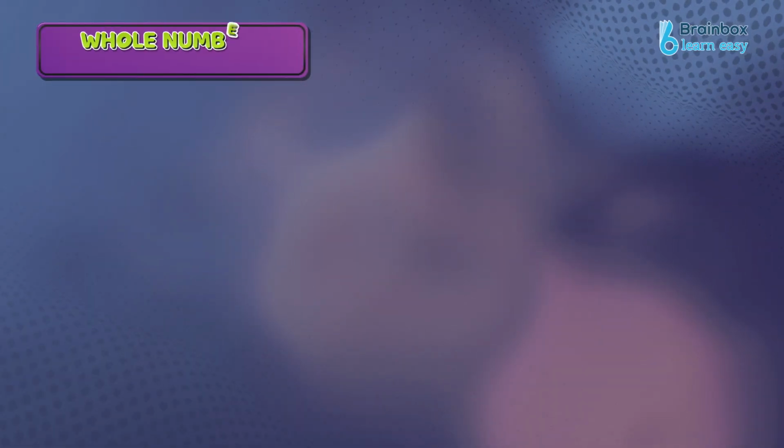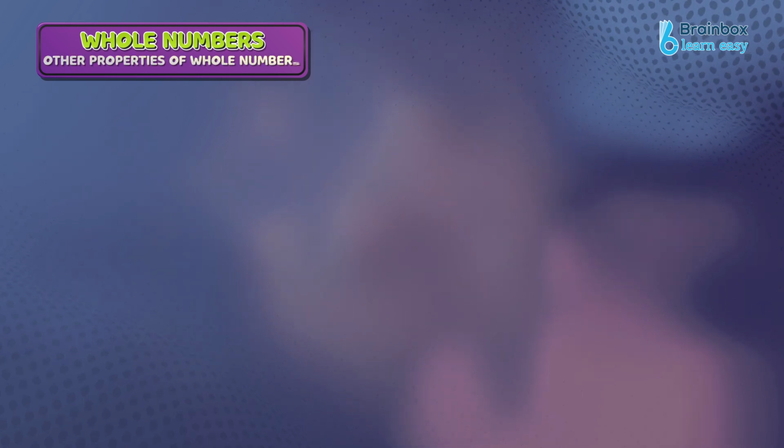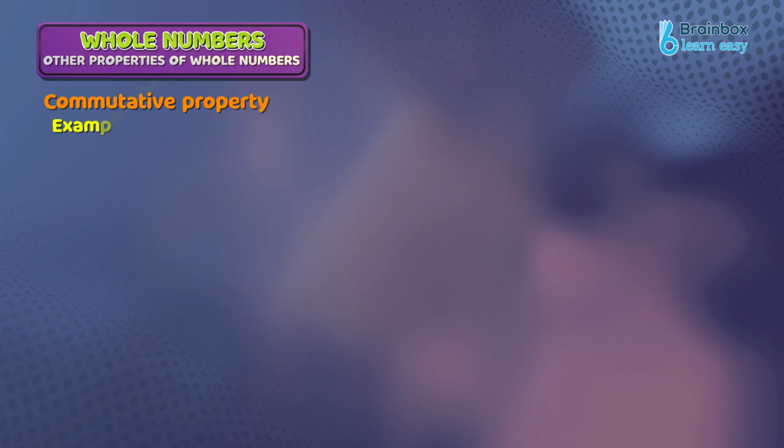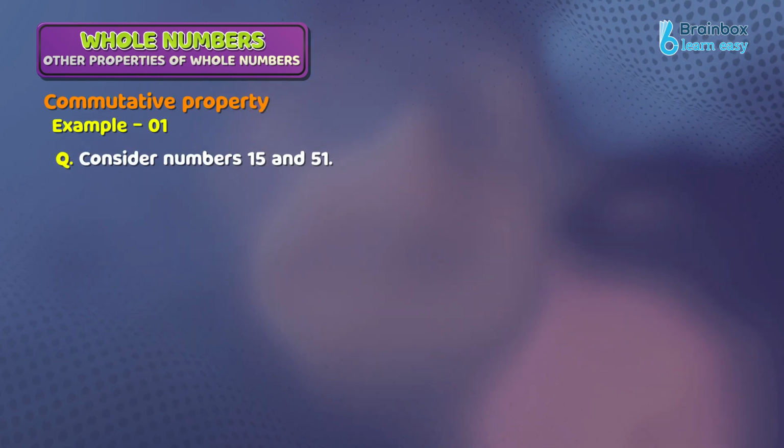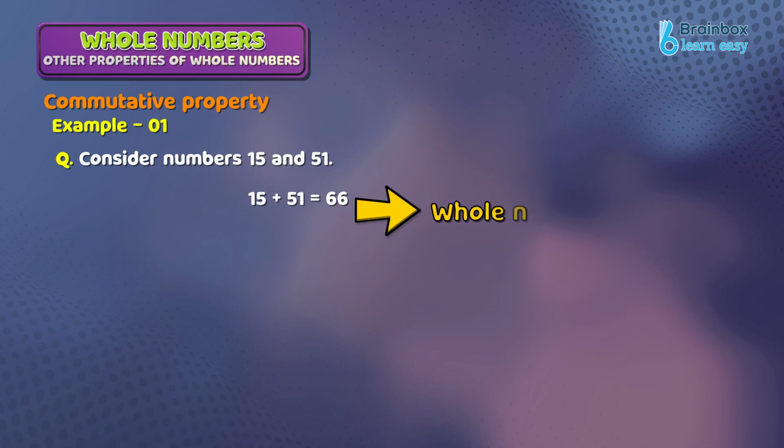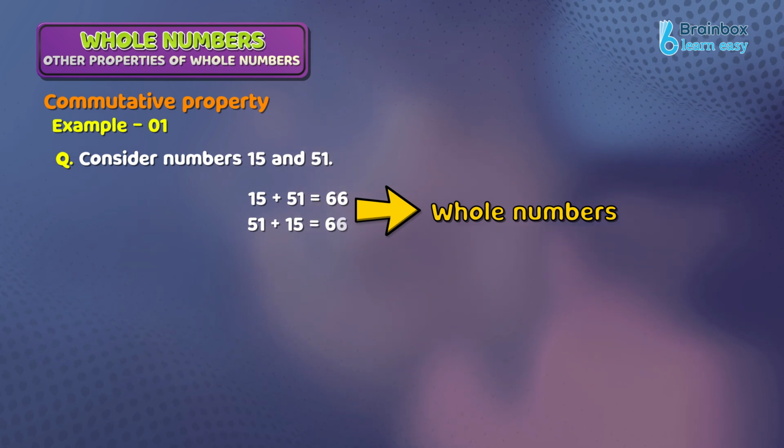Whole numbers. Part 3.1: Other properties of whole numbers. Commutative property. Consider any two whole numbers, for example 15 and 51. When we add these two numbers, we get 66, which is also a whole number. Let us try changing the order of addition. 51 plus 15. Again we get the answer 66.